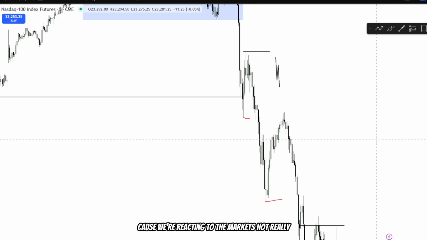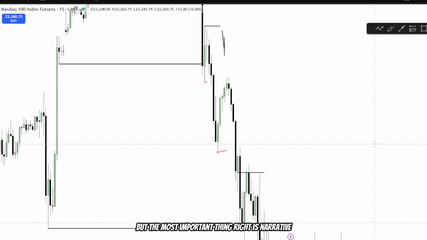Because we're reacting to the markets, not really predicting it. You know what I mean? But the most important thing is narrative, having that plan A, plan B. That's where real trading is. And once you have that plan A, plan B, you work on your psychology, and boom, you're going to be making $1 million a year, more than $1 million a year in 3 to 5 years easily, right? Because you have all the fundamentals down. Now you understand what trading really is, right?